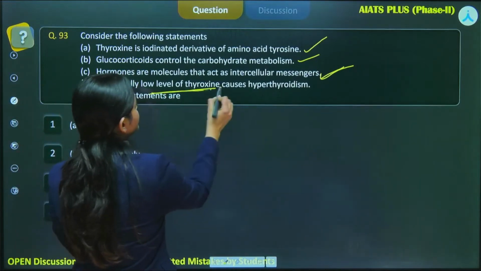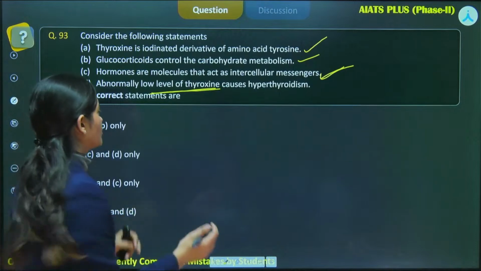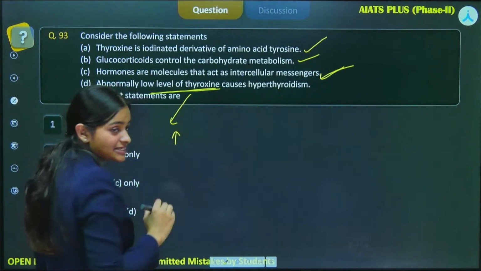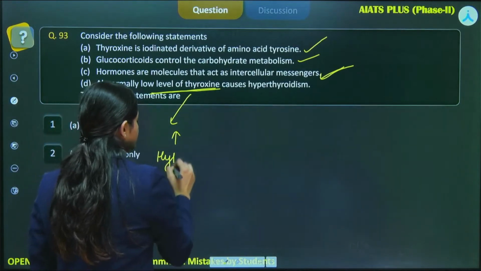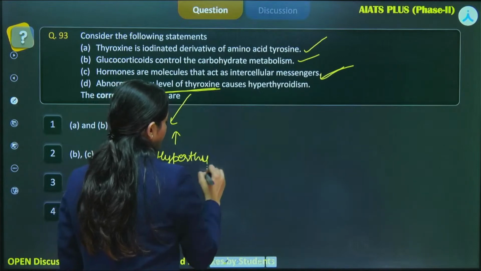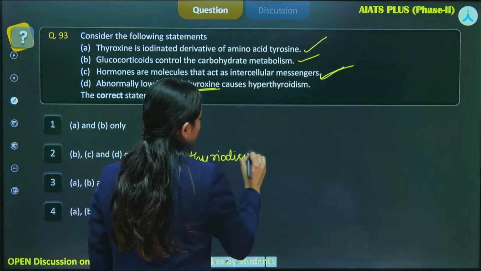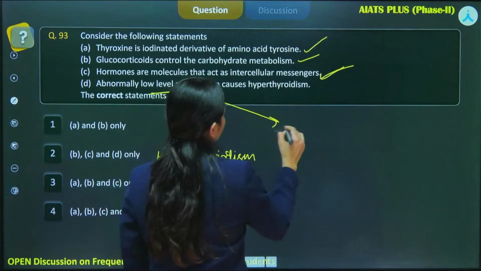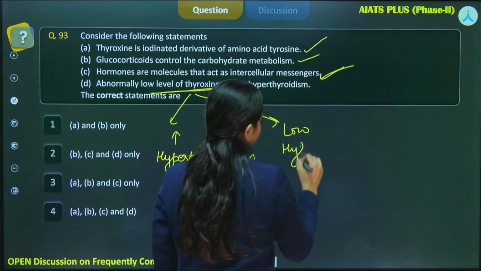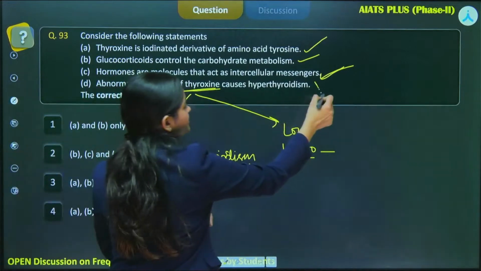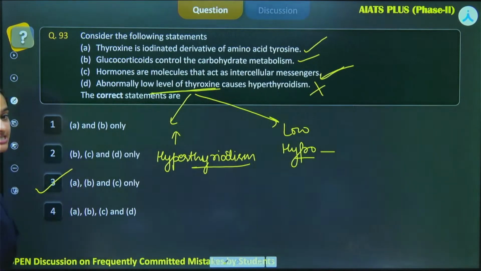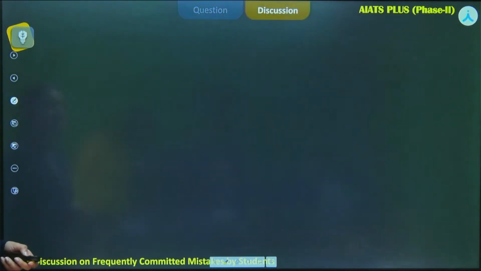So we know that if the thyroxine hormone is increased in the body, then it causes hyperthyroidism, whereas a low level of thyroxine hormone causes hypothyroidism, right? So this is an incorrect statement. Therefore, A, B and C are correct statements. Okay? This marks option 3 as the right answer, right? I hope you have marked the answer correctly.